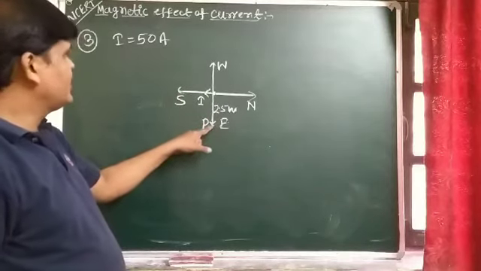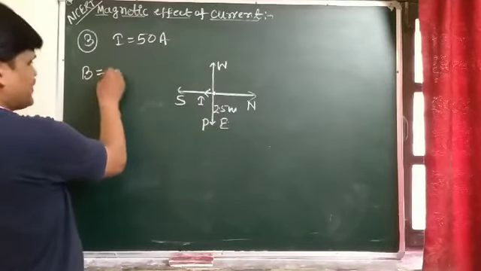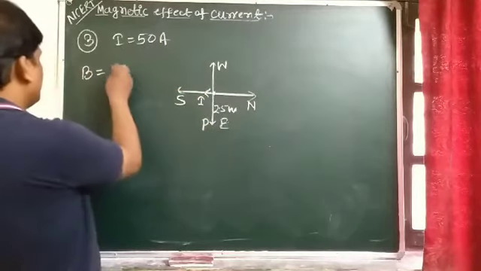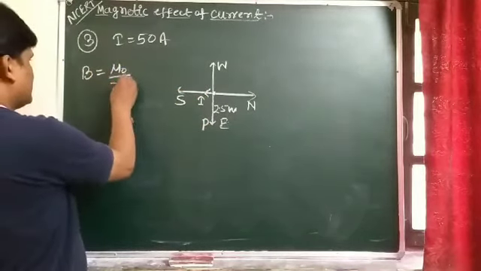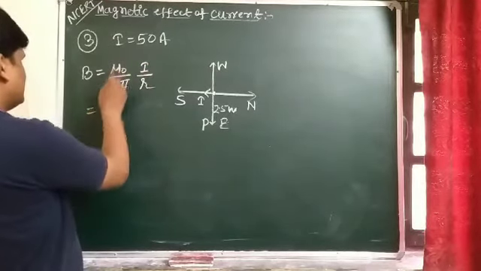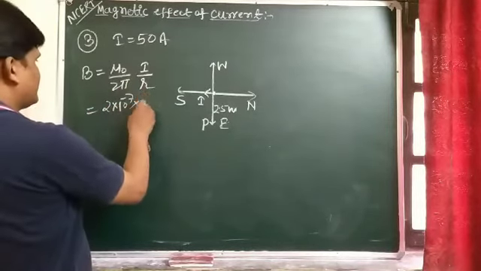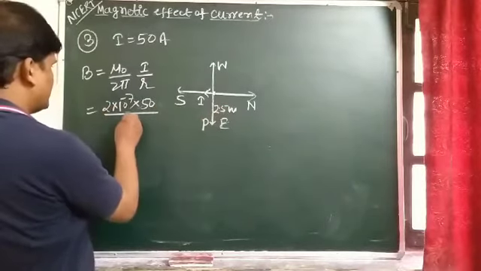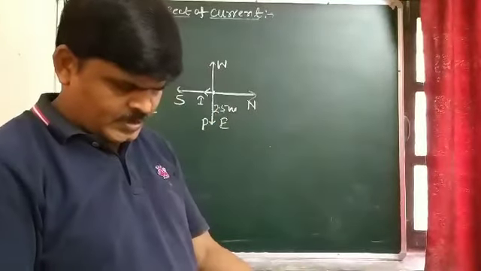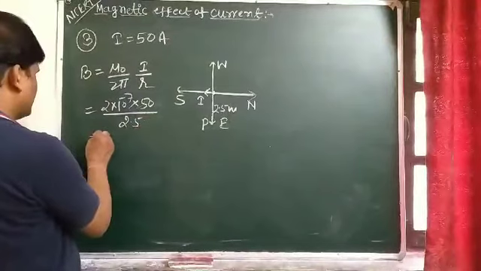At a point P. So magnetic field at a point P due to a straight wire carrying a current of 50 ampere, and we know the formula, that is mu naught by 2 pi I by R, and its value is 2 into 10 to the power minus 7, into 50, and R that is 2.5 meter. 2.5 meters.